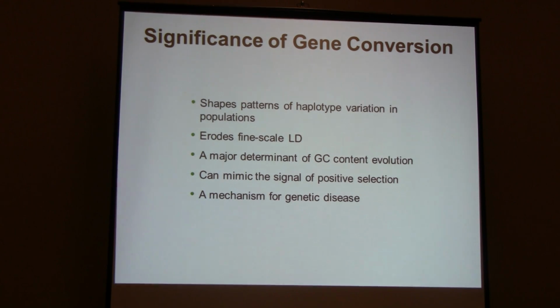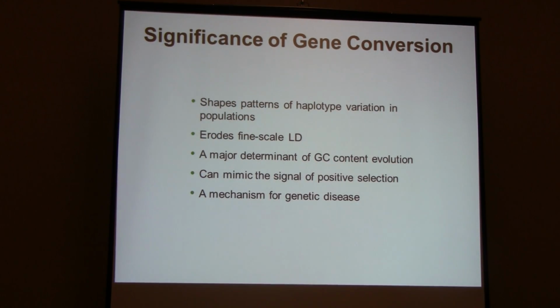Despite their subtle genetic signature, though, these gene conversion events play a really important role in both evolution and genetics. Gene conversion is a really important mechanism shaping haplotype variation in populations. Specifically, it erodes fine-scale patterns of linkage disequilibrium while keeping broader-scale patterns of linkage disequilibrium intact. What's more, we also know that gene conversion is a major determinant of GC content evolution across the human genome. It can also mimic the signal of positive selection, leading us to detect false positive signals. And it's also an established mechanism of genetic disease. So it seems really important to try to document the distribution of these gene conversion events across the human genome.